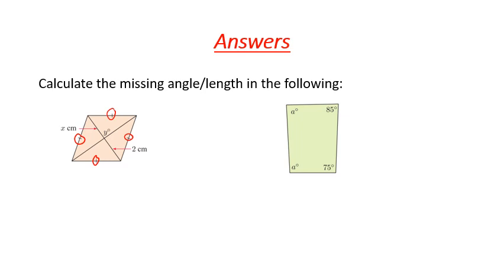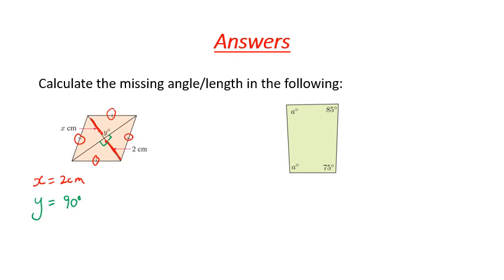Now, the trick is, what properties do we know of a rhombus? Well, we know that a rhombus's diagonals are cut in half. So we know that the length in this particular case is 2 centimeters, and x therefore must also be 2 centimeters. We also know that in a rhombus, the angle where the diagonals meet creates a right angle. So therefore, y must equal 90 degrees.